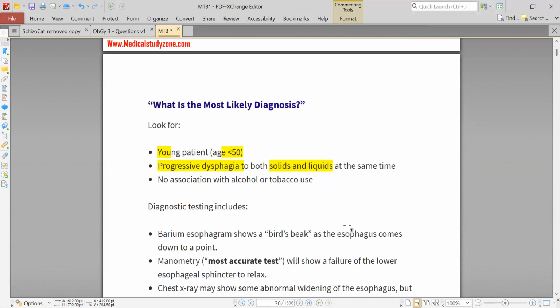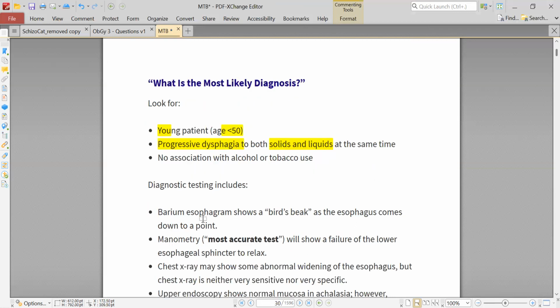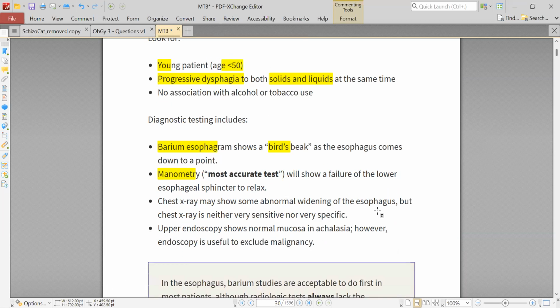Diagnosis: how are we going to diagnose? First of all, we will do a barium esophagogram. It will show a bird beak appearance. Manometry will show the pressure changes. It will show us that the lower esophageal sphincter is not relaxing. Chest x-ray is going to show abnormal widening of the esophagus.